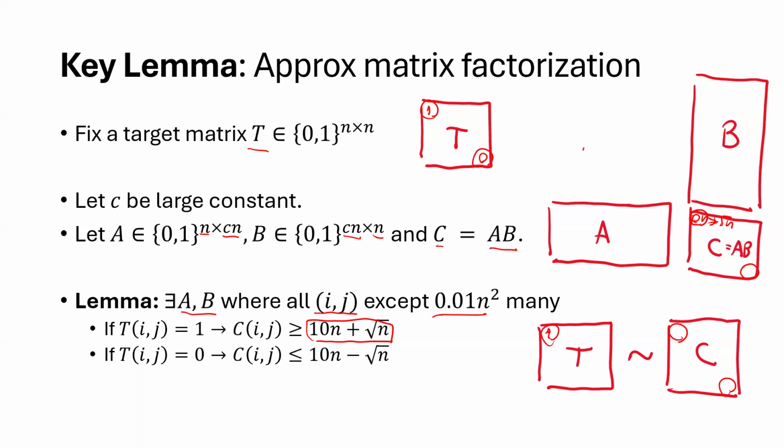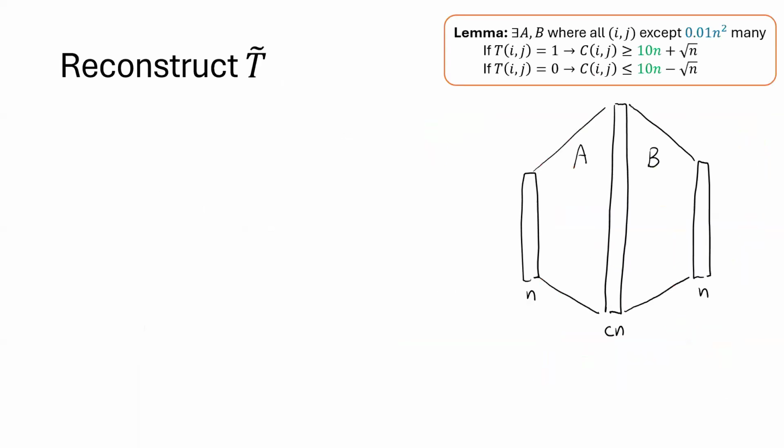Is this statement clear? Okay, then now let's see if I can show this key lemma. Why are we done? Using this key lemma, we're going to try to reconstruct T tilde, something that is close to target T.